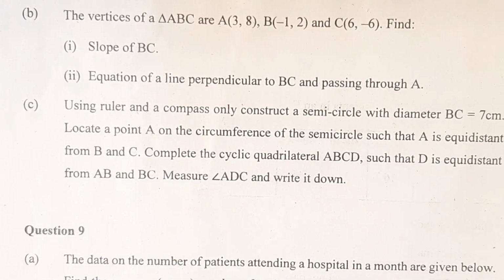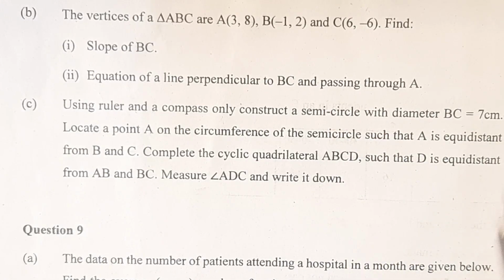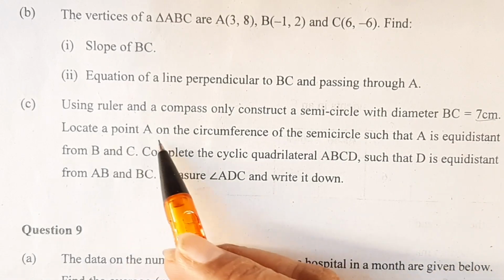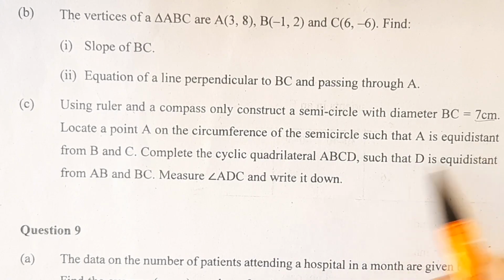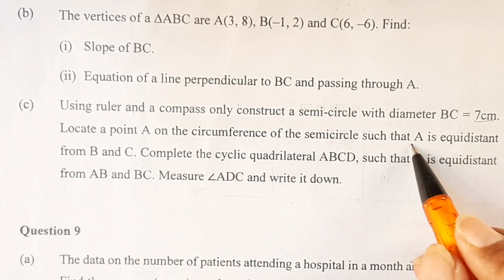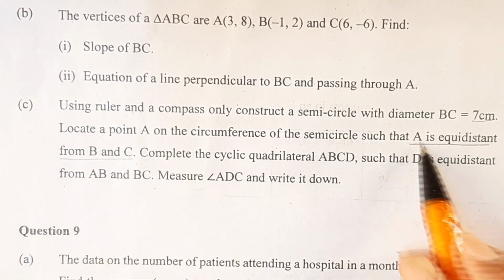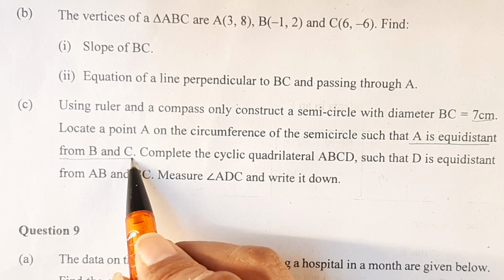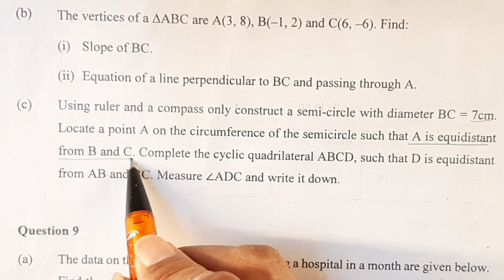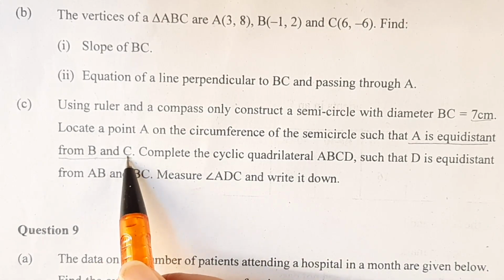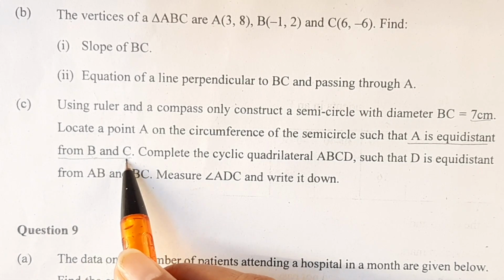Using ruler and compass only, construct a semicircle with diameter BC 7 cm. Locate a point A on the circumference of the semicircle such that A is equidistant from B and C. So if a point is equidistant from two fixed points, remember in our earlier video we said that its locus is the perpendicular bisector of the line segment joining the two fixed points. So A is going to lie on the perpendicular bisector of BC.